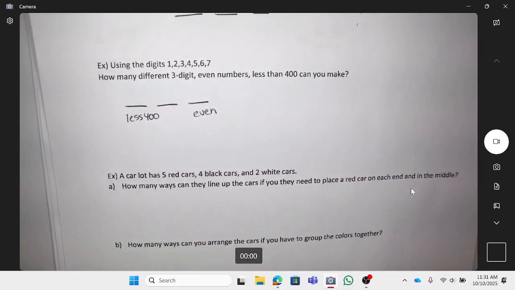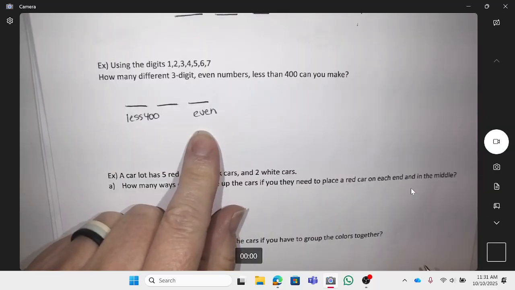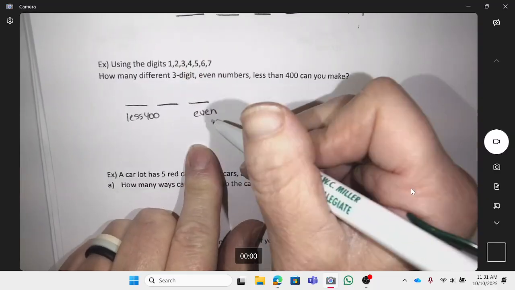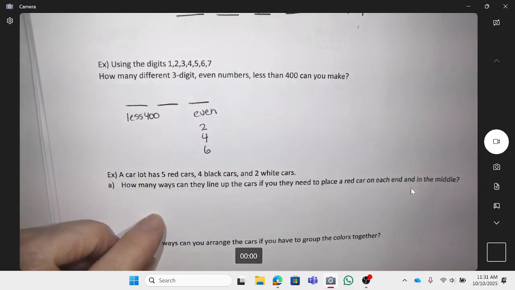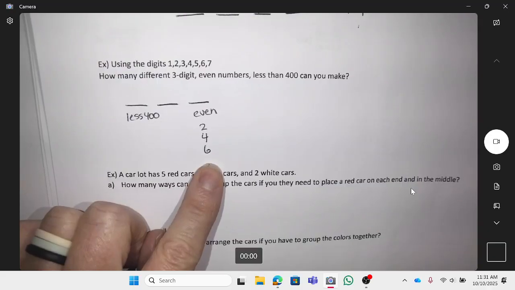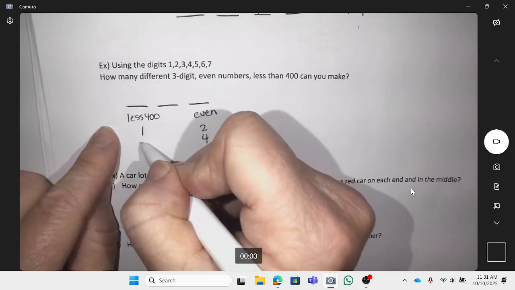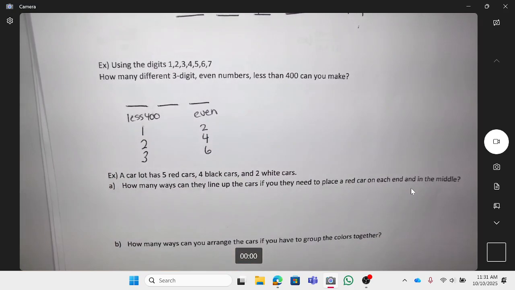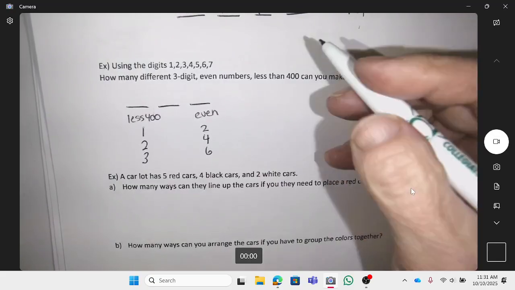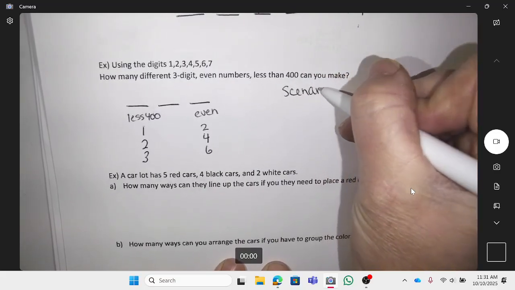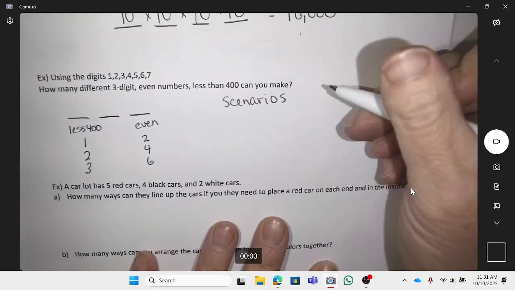Okay, so let's talk. When I'm even, it only means I have to end in an even digit. So I could be a 2, a 4, or a 6, three options there. And if I'm less than 400, the options are 100, 200, or 300 in that spot. Okay, so we're going to do some scenarios here.